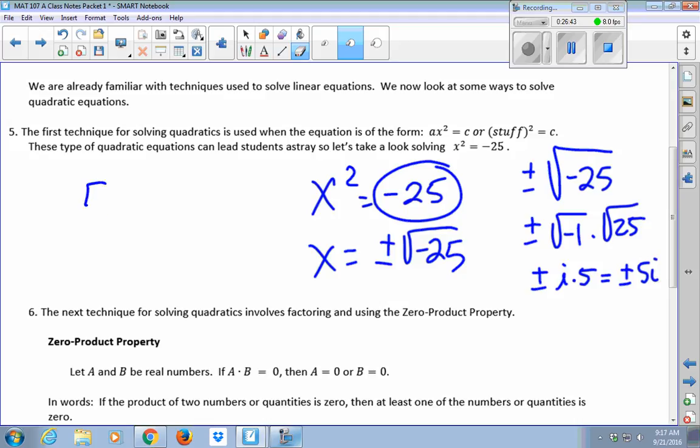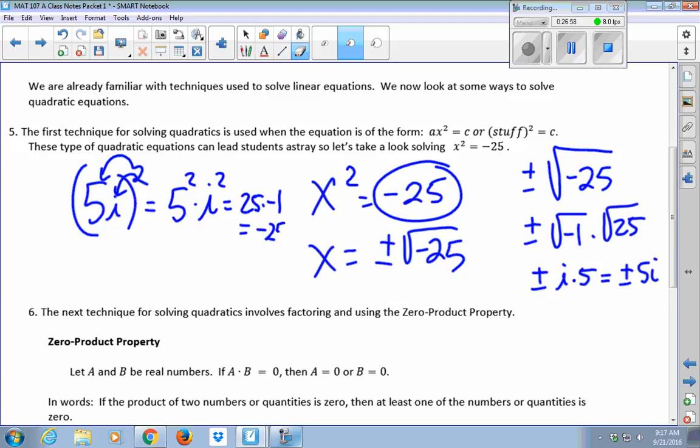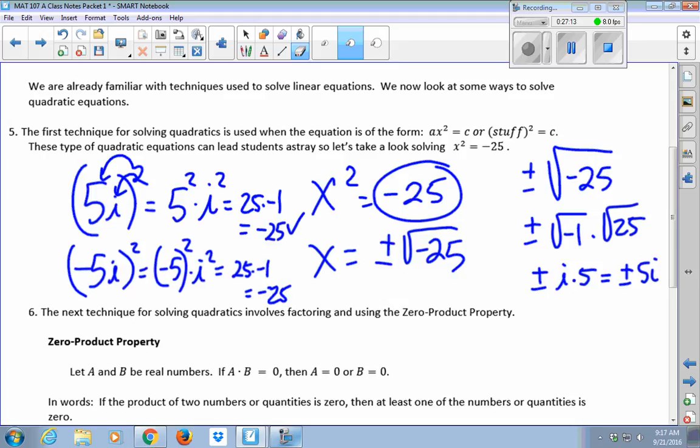And again, check yourself. 5i, when I square that, I should come up with -25. So let's see. 5 squared and i squared. 5 squared times i squared is 25 times -1, which is -25. That works. Let's try -5i squared. That's -5 squared times i squared, which is 25 times -1, which is -25. So as you can see, when you have to find the square roots of -25, you have two answers: positive 5i and -5i.